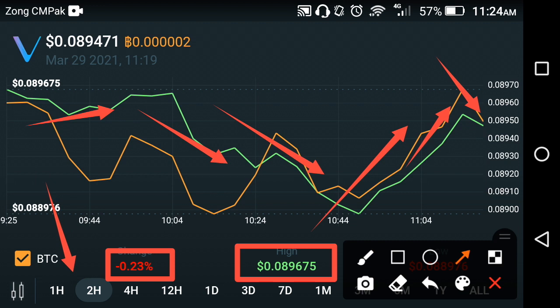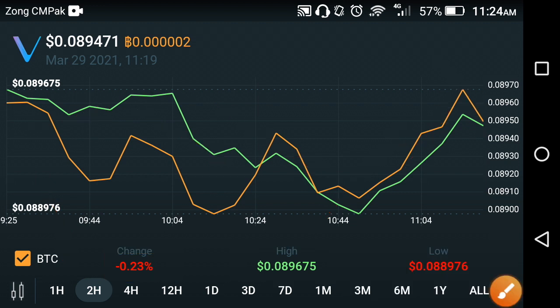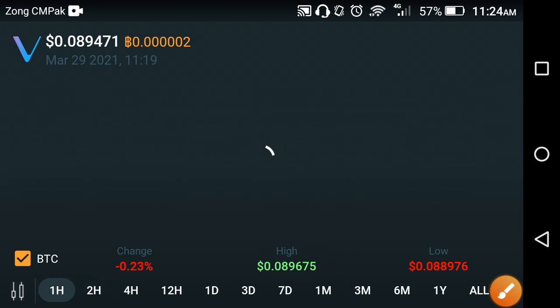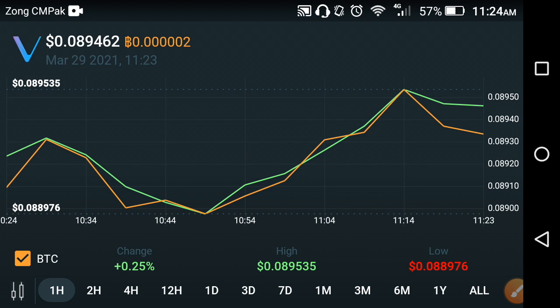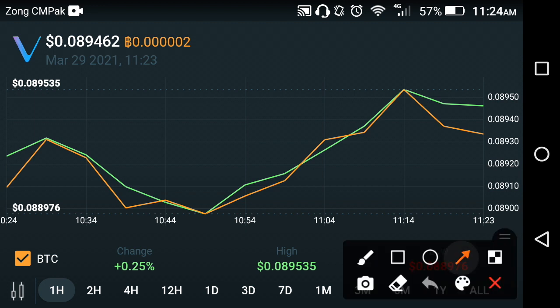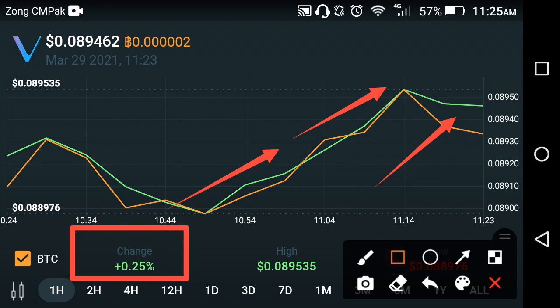Now let's see what the changes in the Vechain crypto are in the last hour. What are the current changes in the Vechain crypto? Let's see. Oh my god, it's already good news for all Vechain holders, because in this hour Vechain starts jumping upward, and I'm glad that the Vechain crypto has started jumping upward again. That is my suggestion, inshallah.